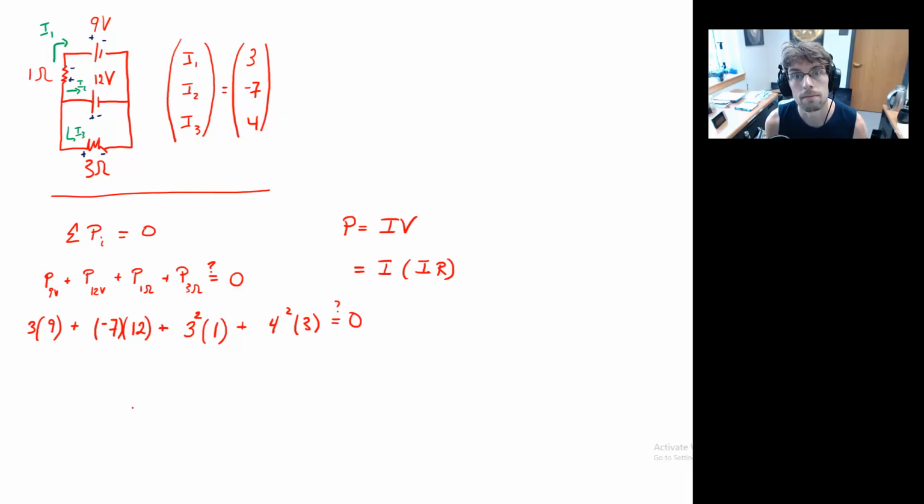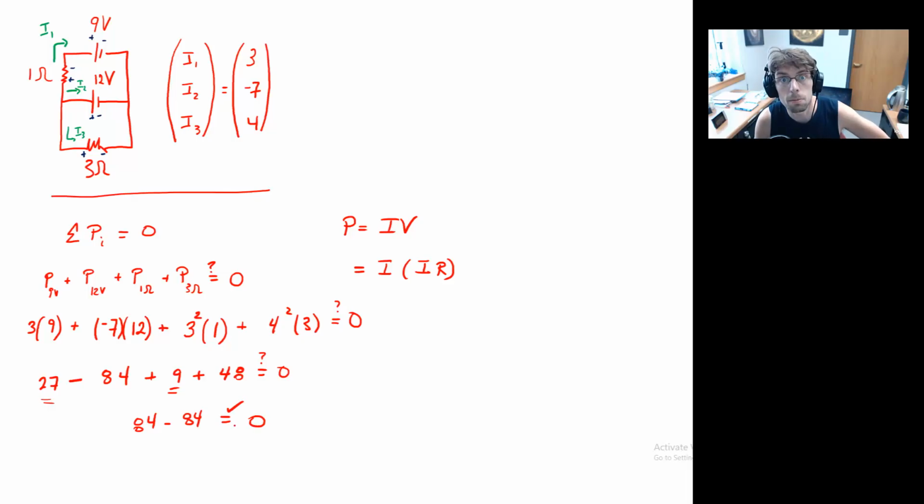Well, let's go ahead. We have 27 minus 84 plus 9 plus 48. 16 times 3, 48. Does that whole thing equal 0? Well, 27, 36, that would be 54, 84. Good. So indeed, we find out, as we should, that the power is balanced.